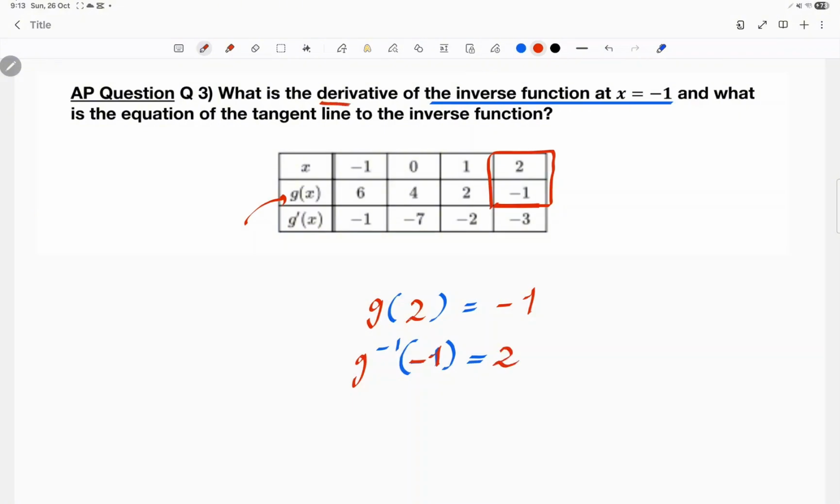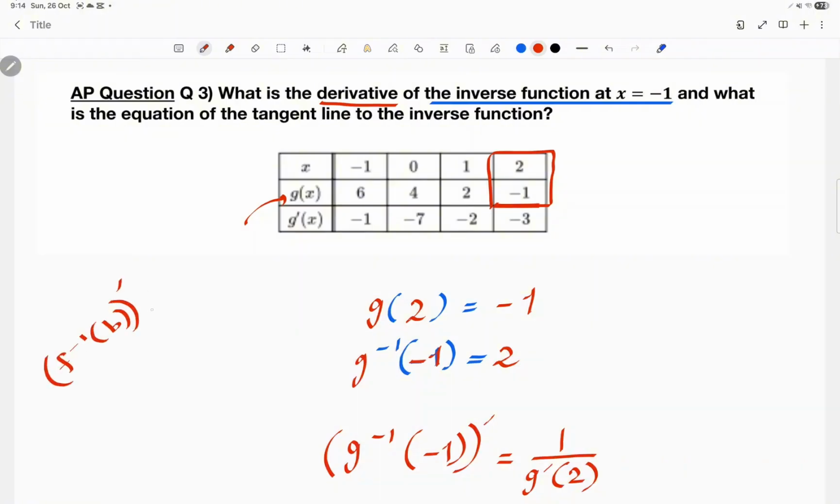Now the question wants the derivative of the inverse function. So they want us to take this inverse function. They want us to differentiate it. And of course you have the reciprocal of g prime of 2 based on the inverse function rules. Okay, because don't forget that the inverse function at b differentiated is equal to 1 over the f prime of a. That was the rule. So 1 over the g prime of 2, and when x is 2, the g prime is a -3. That's going to be the answer for the derivative.